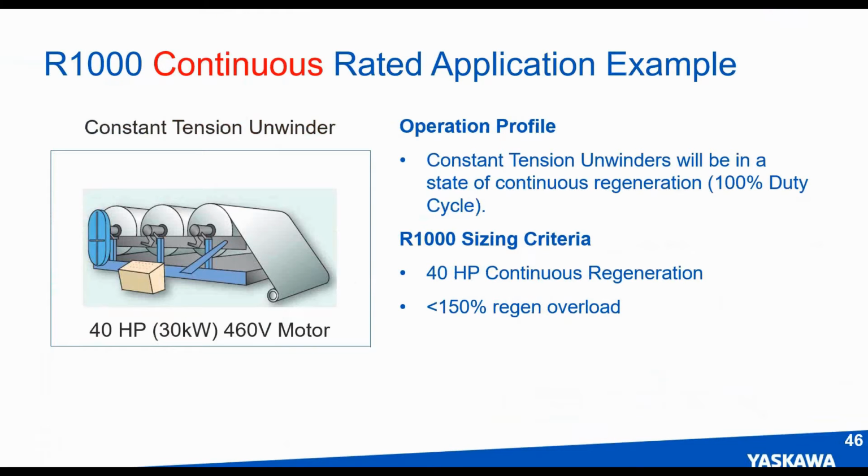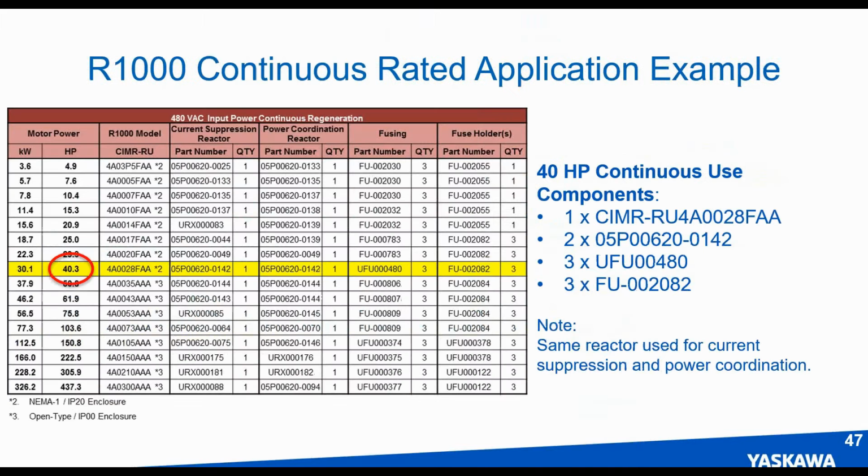So now let's look at a continuous regen application. Here's an unwinder. Constant tension winder, we'll see constant regen. Pretty straightforward. We have a worst case continuous regen load of 40 horsepower. The regen overload will not exceed 150% of that 40 horsepower capability. So we know we need to use a 40 horsepower continuous regen package. In this case, it's realistically the same package: 28 amp R1000, 2 reactors, some fusing, and some fuse holders.